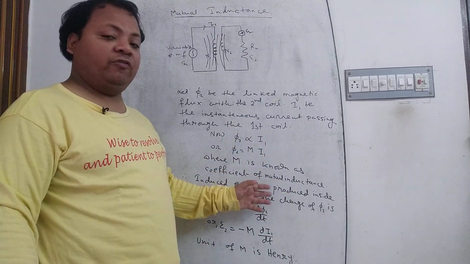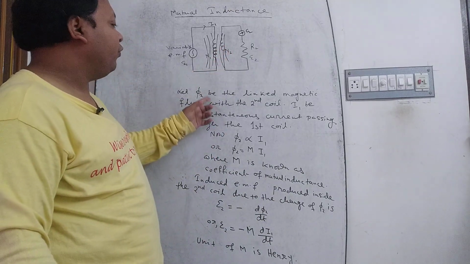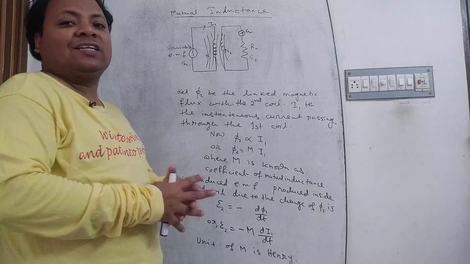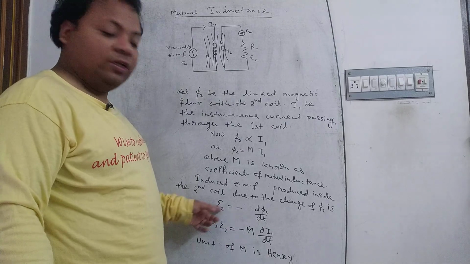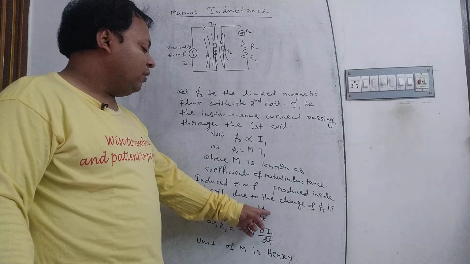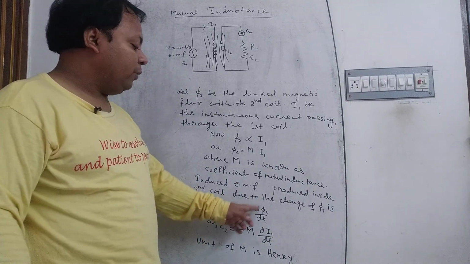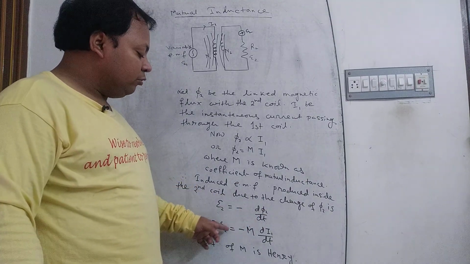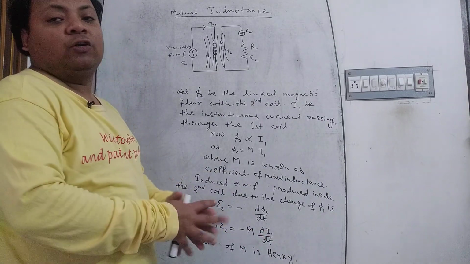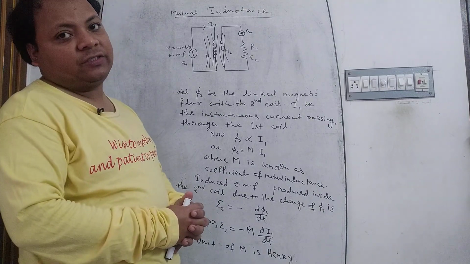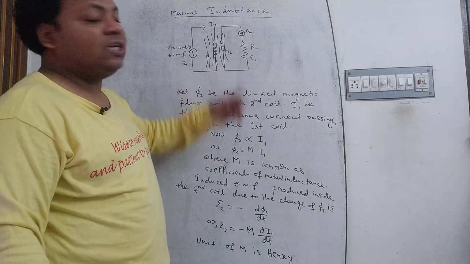Now, the induced EMF produced inside the second coil due to the change of phi 2, that is the linked magnetic flux with the second coil, is epsilon 2 is equal to minus d phi 2 by dt, or epsilon 2 is equal to minus capital M di1 by dt. This phenomenon is known as mutual inductance, and this is the expression of induced EMF produced in the second coil.